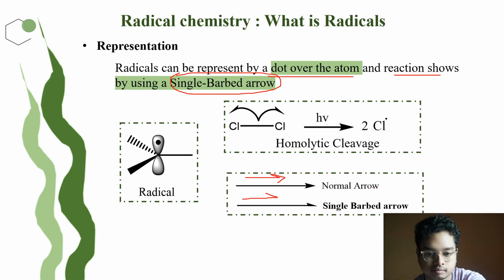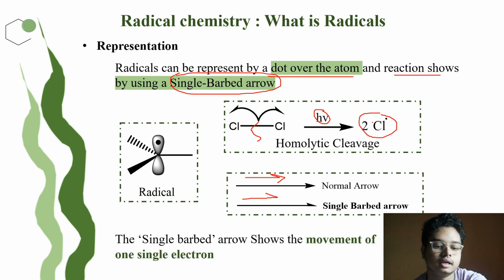Here, Cl2 in the presence of light, h nu, undergoes homolytic cleavage of the bond, and two chlorine radicals are formed. This single barbed arrow shows the movement of one single electron. So whenever you write a radical reaction mechanism, you must use this single barbed arrow.